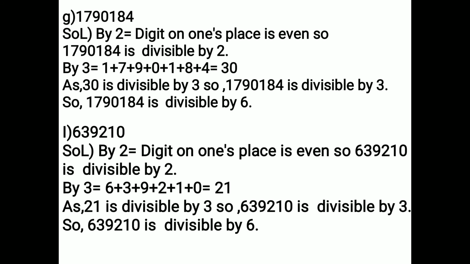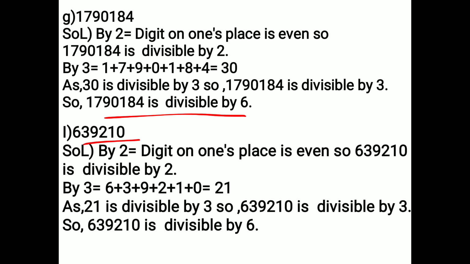Now after this, we do G part. In G part, by 2, what you have to check? Last digit. It is even, so number is divisible. By 3, what you have to do? Add them. When you add it, answer comes 30. So 30 is divisible by 3. Now in both the cases, answer is coming yes, so it is divisible by 6. Clear?